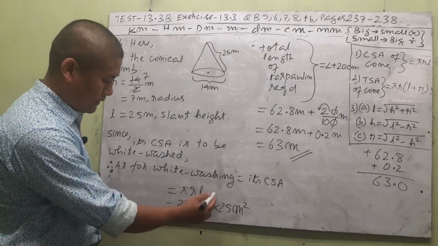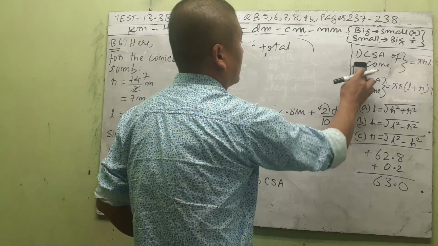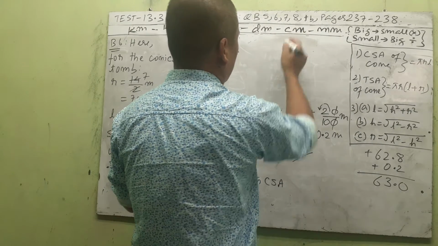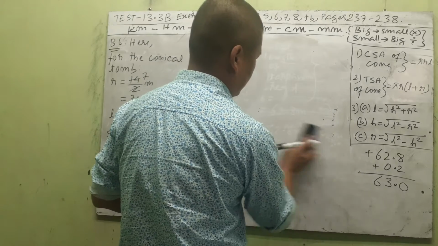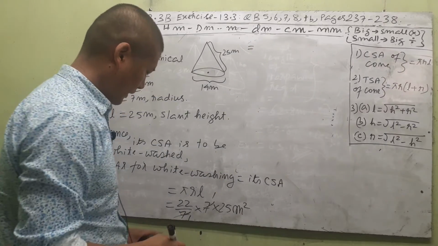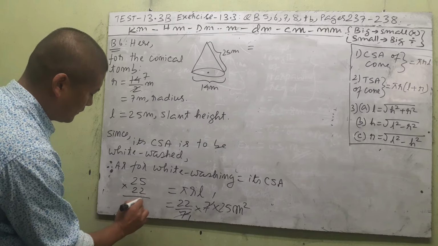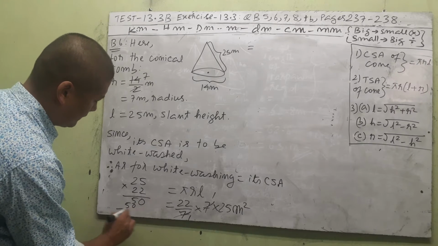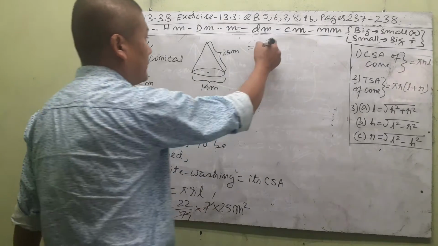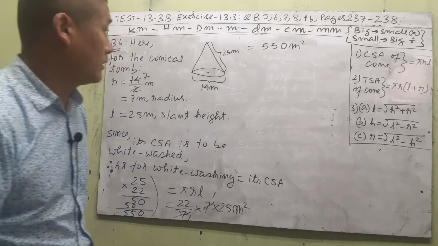This 7 and 7 can cancel, leaving 1. So here we have 25 into 22 left. 25 multiplied by 22, 0, 5, 0, 5, so 0, 5, 5. So you put this on the rough. 550 meters square of curved surface we have to whitewash.